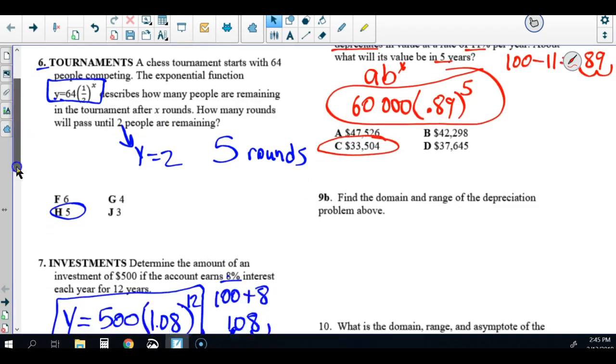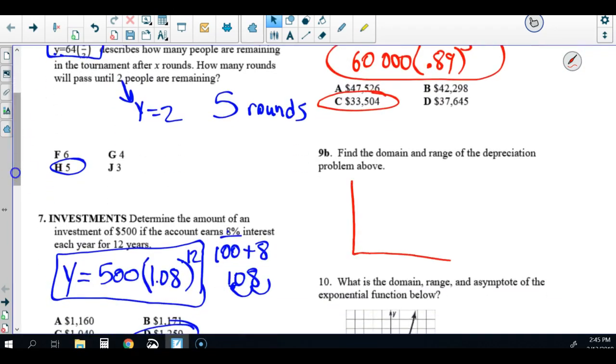9B, find the domain and range of that graph. So again, we've got to sketch it. It starts at 60,000 because that's my A, and it's depreciating. It's going down. So I'm going to make 60,000 up at the top, and it is losing value, like that. Domain, left to right, wall to wall.